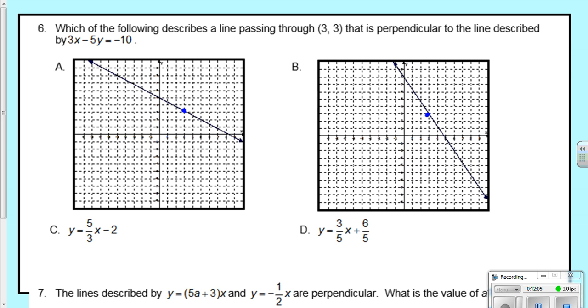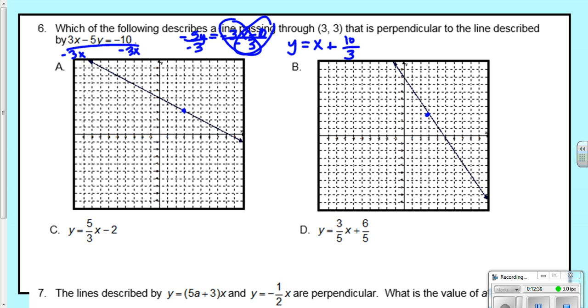If it's supposed to be perpendicular to this equation, I need to figure out what this slope is and find the opposite reciprocal. So let me solve for y. I'm going to subtract 3x from both sides. So negative 5y equals negative 3x minus 10. Divide by negative 3. So y equals x. How did I get that? Well, negative 3 over negative 3, that's just 1. Plus, because this was a negative 10 divided by a negative 3, plus 10 thirds.